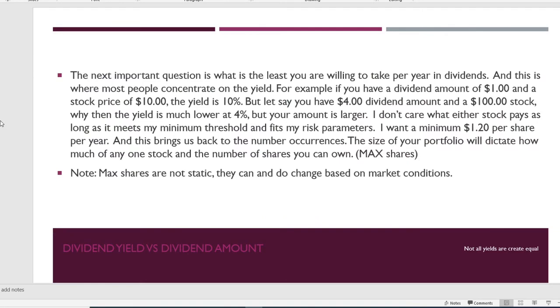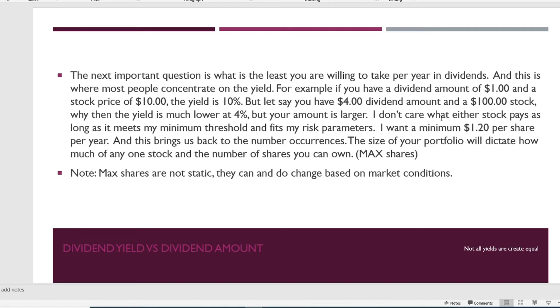The next important question is, what is the least you're willing to take per year in dividends? And this is where most people concentrate on the yield. For example, if you have a dividend amount of $1 and a stock price of $10, the yield is 10%. But let's say you have a $4 dividend amount and a $100 stock. Why, then the yield is much lower at 4%, but your amount is larger.